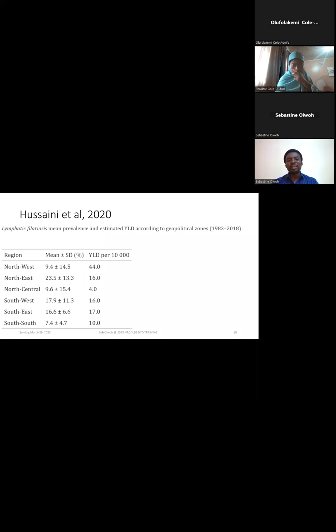In this work that pulls together and looks at the years lived with disability, from the records here we'll see that the Northwest is the highest, which coincides with what we have as of 2022 in Nigeria. This was a study conducted in 2020. And of course, the least is North Central.